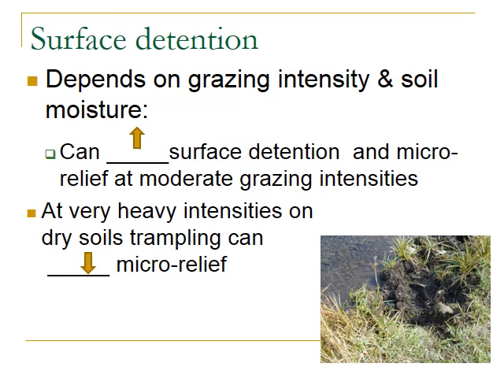So surface detention is that roughness of the soil surface. It does depend on the soil intensity and the soil moisture levels. Grazing can increase surface detention and micro-relief, so that can be good, but very heavy intensities, especially on dry soils, can really decrease micro-relief, which tends to be bad.